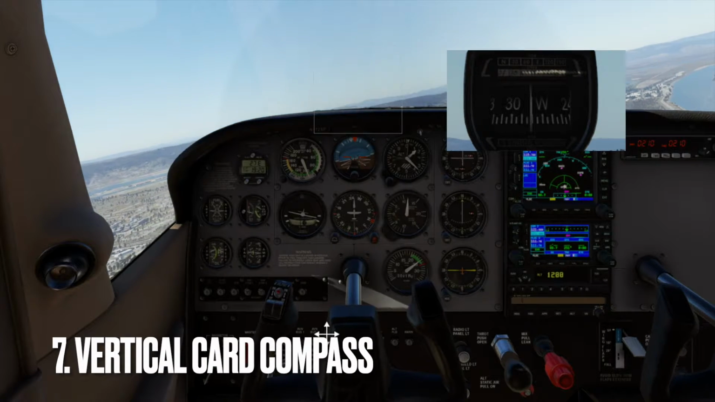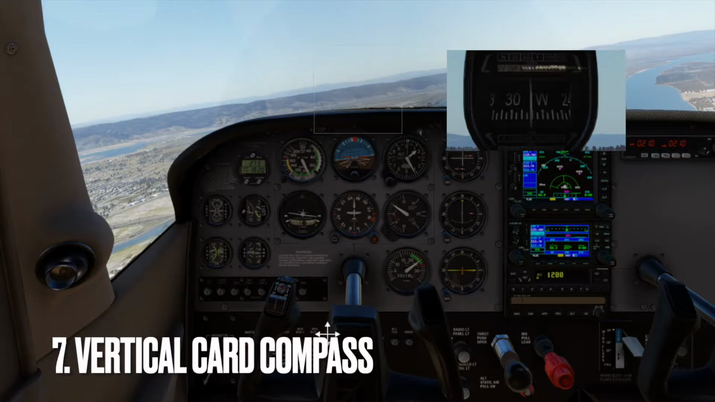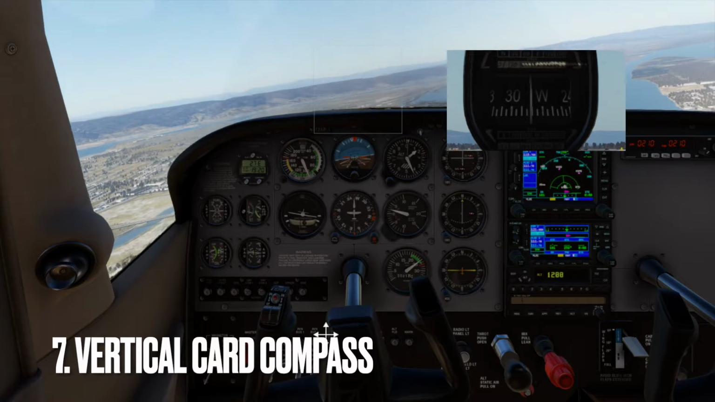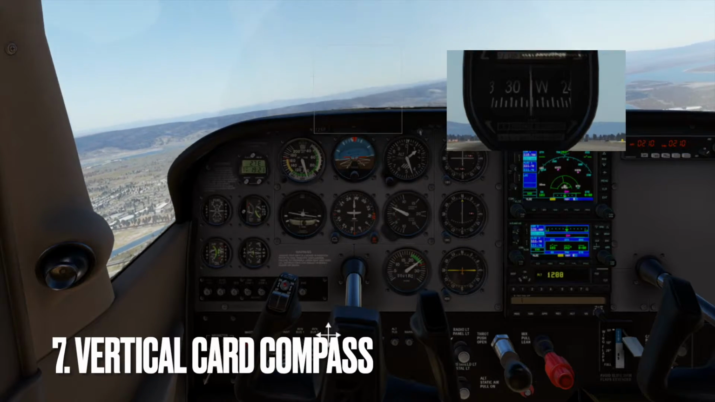The vertical card compass provides magnetic heading information. Pilots use the vertical card compass to navigate based on magnetic north and determine the aircraft's heading relative to magnetic poles.